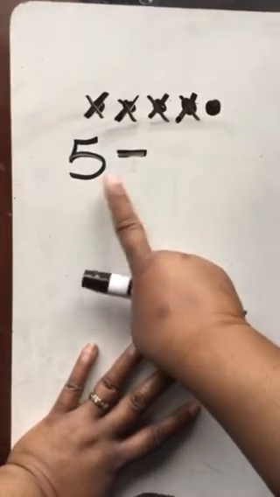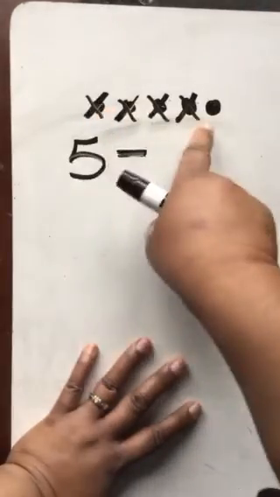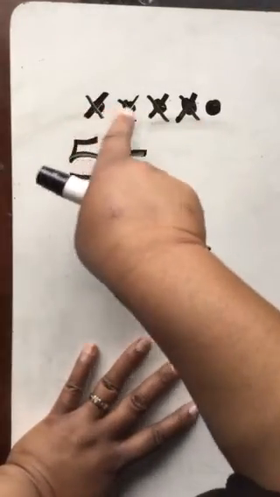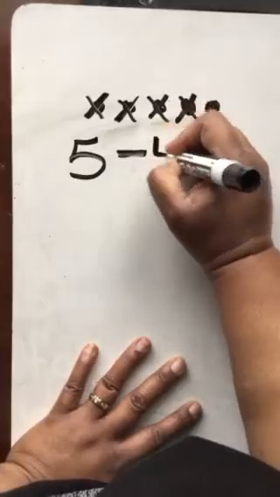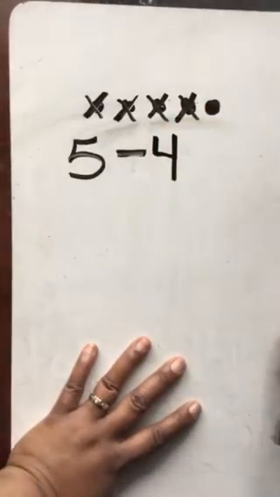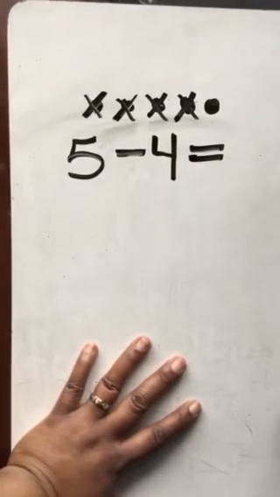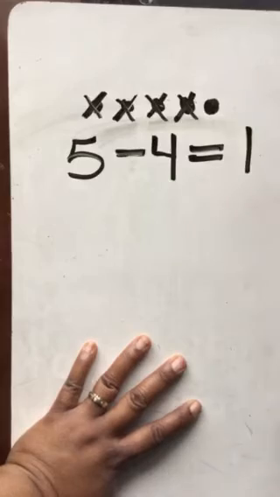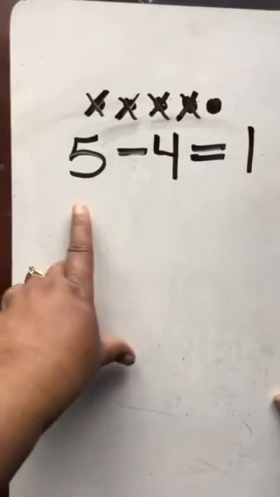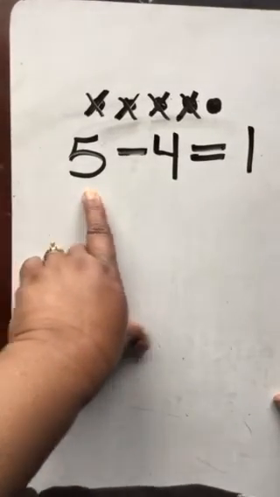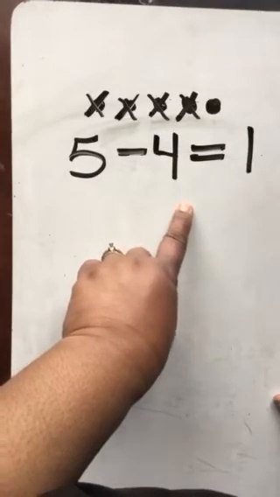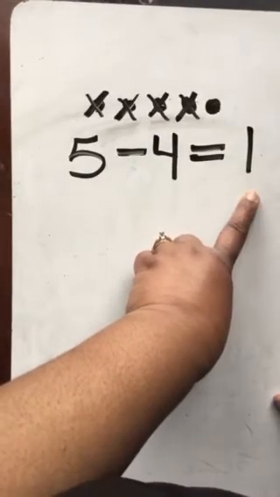Okay, so 5 take away. How many did I cross out? Let's count. 1, 2, 3, 4. 5 take away 4 equals or is the same as, how many's left? What is my number that is left over that I did not cross out? Yes, you're absolutely correct. There's 1. So let's read this together. 5 take away 4 equals 1.